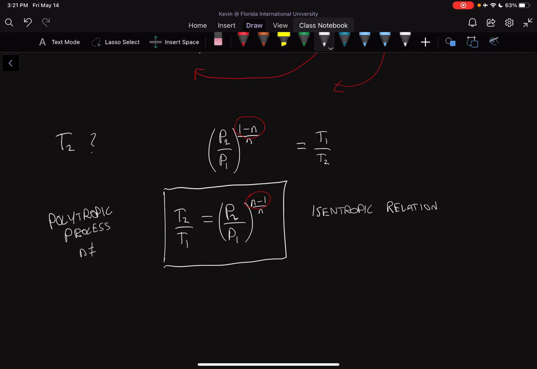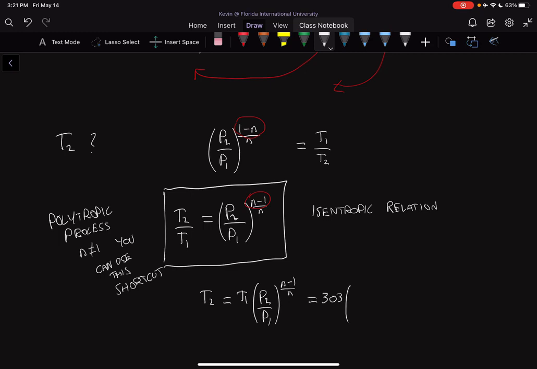So for a polytropic process with n not equal to 1, you can use this shortcut. So instead of having to do this whole derivation, you could just use this equation to find T2. So let's use the equation to find T2. We can say that T2 is equal to T1 times P2 over P1, to the power of n minus 1 over n.